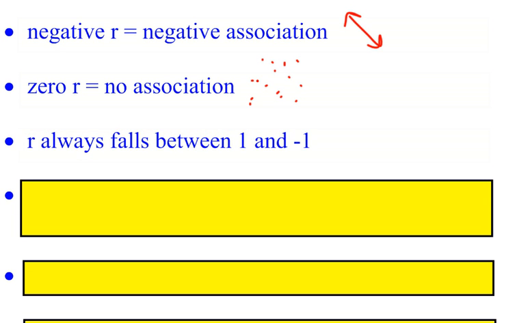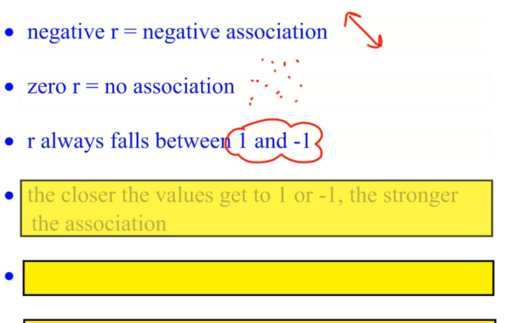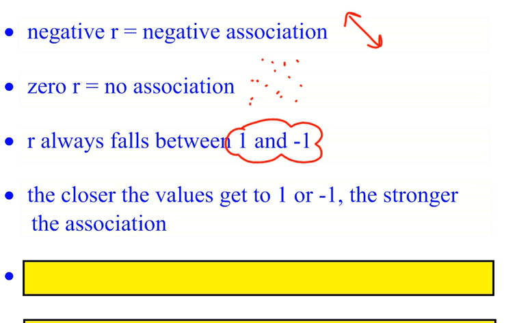R's always fall between 1 and negative 1. So there's no such thing as a negative 2 correlation. The closer the values get to 1 or negative 1, the stronger the association. So a decimal like 0.3 would be weaker than a decimal like 0.7. 0.7 is closer to 1, so that's a stronger association. And to the negative, negative 0.7 would be stronger than negative 0.3. So the closer we get to 1 or negative 1, the stronger the association, whether positive or negative.